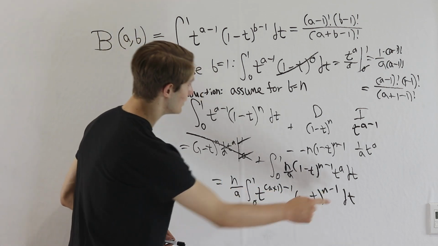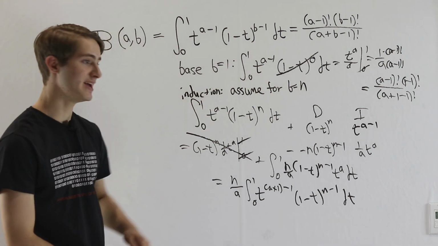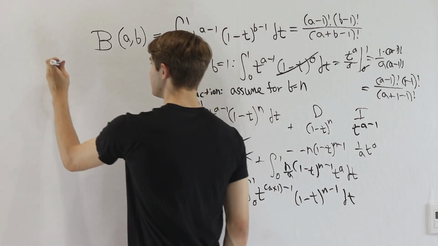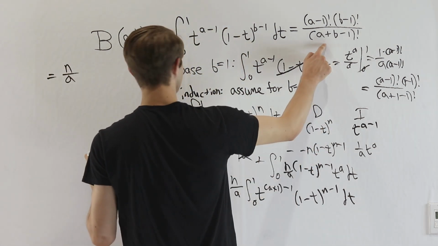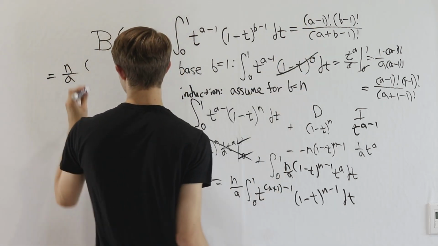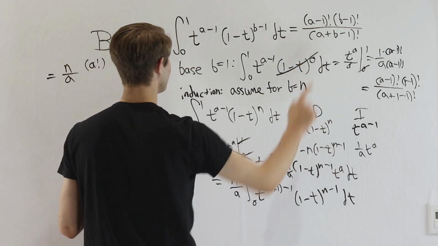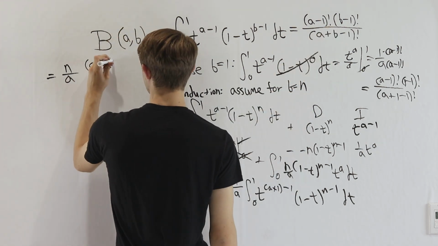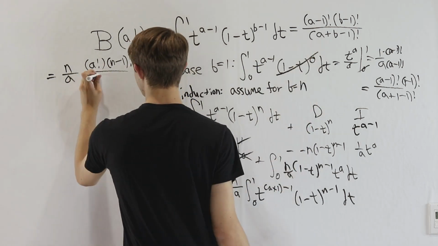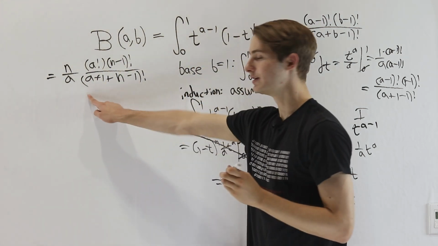But because the power here is now n minus 1, which is exactly what we want to apply our identity for b equals n, it's time to use that induction hypothesis. So that means we can evaluate this integral right here as this identity. First of all, what we originally had as a is now a plus 1. So we're going to get a factorial, first of all, because we have a plus 1 minus 1. Next up, we have b minus 1 factorial, or n minus 1 factorial in this case. Then we divide. A is going to be a plus 1. Then we get plus n minus 1 factorial, just like this.